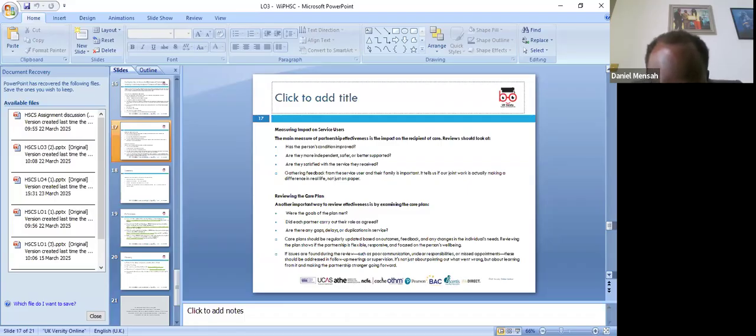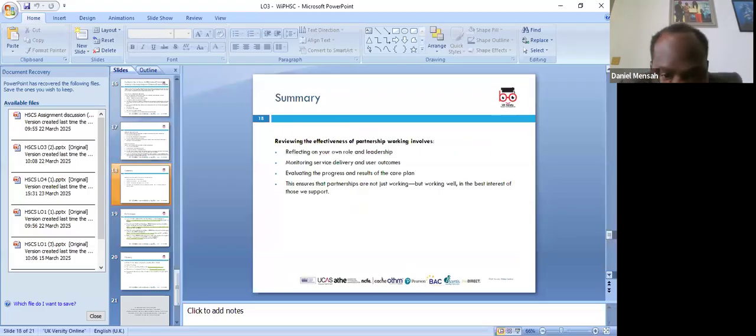If issues are found during the review, such as poor communication, unclear responsibilities, or missed appointments, these should be addressed in follow-up meetings or supervision. It is not just about pointing out what went wrong. It's about learning from it and making the partnership stronger going forward. Very important. In summary, reviewing the effectiveness of partnership working involves reflecting on your own role and leadership, monitoring service delivery and user outcomes, and evaluating the progress and result of the care plan. This ensures that partnerships are not just working, but working well in the best interest of those we support.